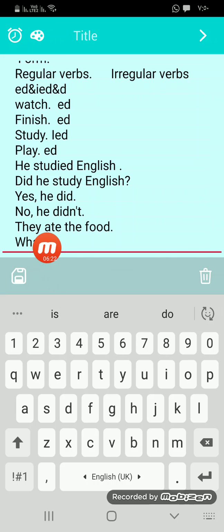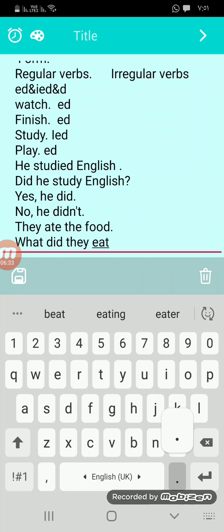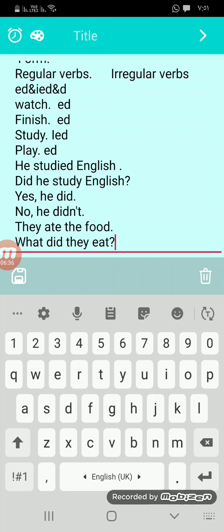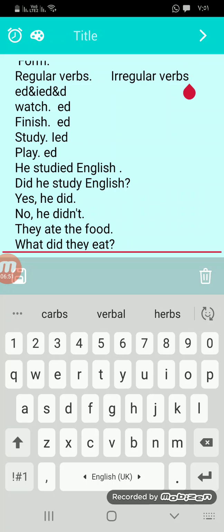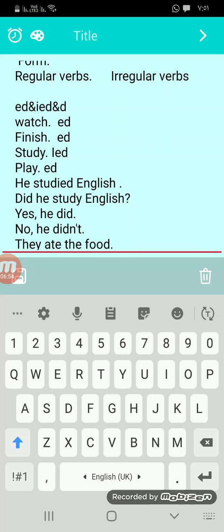So we ask with did. What did? And complete the sentence from the first. What did they eat? Easy. And change the verb into infinitive. So now here we have two kinds of questions: yes no question and WH question. Understand? Okay.